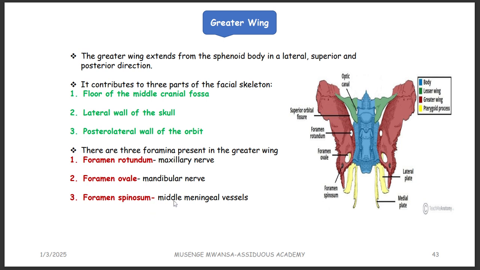Foramen spinosum is where we're having the middle meningeal vessels. Remember the middle meningeal, those ones which are forming those markings in the temporal bone? Yes, that's the one. These are just the major contents. These are not all, because they actually have a lot of contents. I've just given them for now because we are going to have a topic specifically on the foramina of the skull. So you know the contents. At least for now, if you can know this, it will not be too bad.